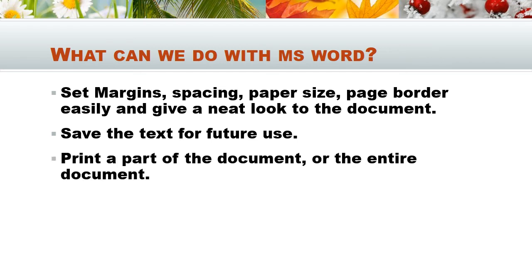Print a part of your document or the entire document. After typing the text in MS Word and after inserting the pictures or giving it a clean look, you can print that document. That means all the text will be printed on a piece of paper.